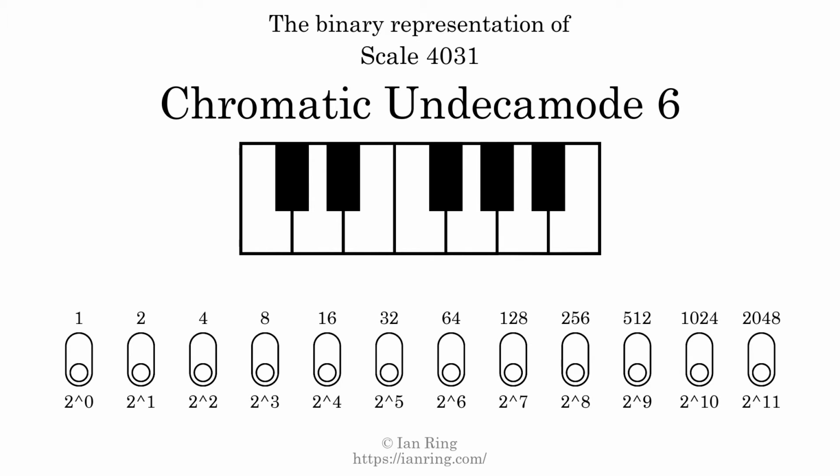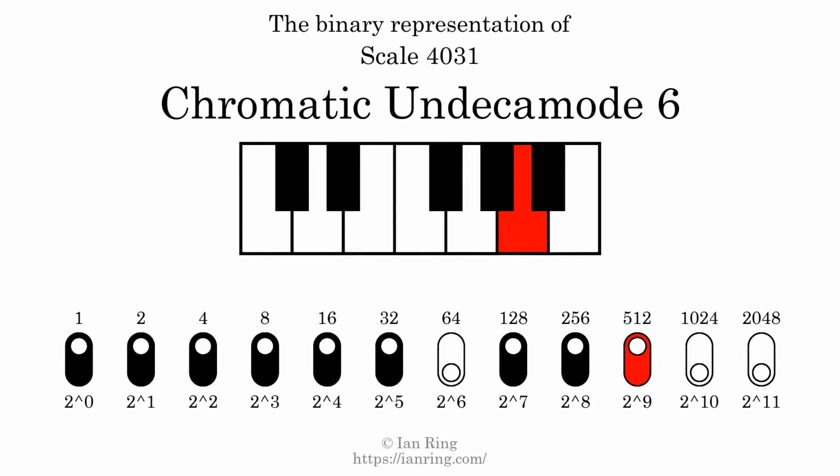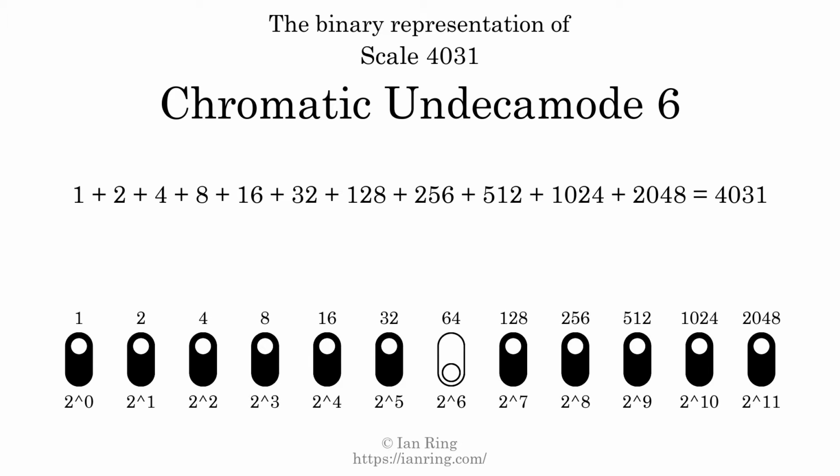The binary representation of this scale is determined by mapping tones of the scale to binary digits. Each binary digit represents a power of 2. To get the scale number, we add the powers of 2 together. The powers of 2 that are present in the scale, all added together, equals 4031. That is why the scale number, in decimal, is 4031.